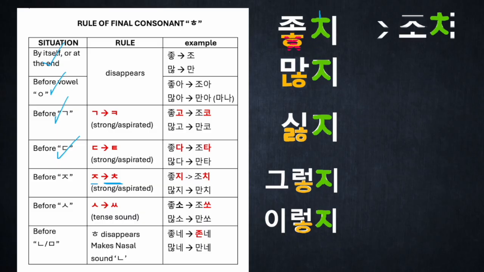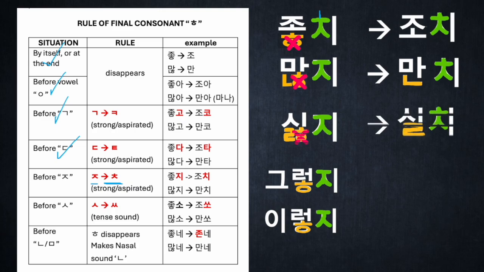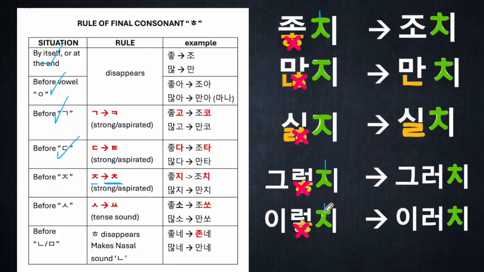Okay, so it'll be 좋지. Excuse me, 좋지. Try next one. 많지, 많지. So it's always dropping hu and then adding one more stroke. Okay. 싫지, 싫지. This one, drop this and then 그렇지. This one, you drop this and then add 이렇지, 이렇지. Okay. Let's go to the next one.